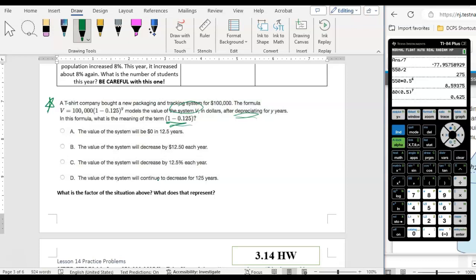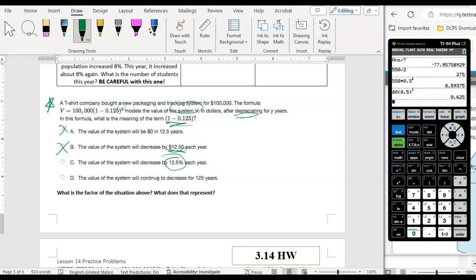So it says the value of the system will be $0 in 12.5 years. No, that has nothing to do with years. When we see this in parentheses and to an exponent, that means that it's a percent we're looking at, right? The value of the system will decrease by $12.50. No, it's not a dollar amount. And it's not linear either, so we know that that can't be true. The value of the system will decrease by 12.5% each year.